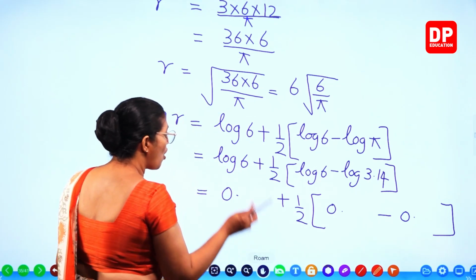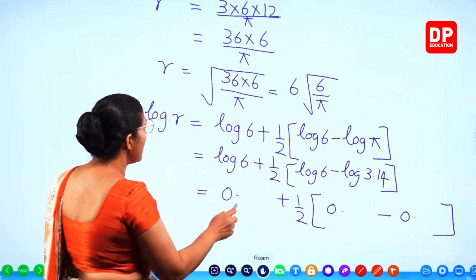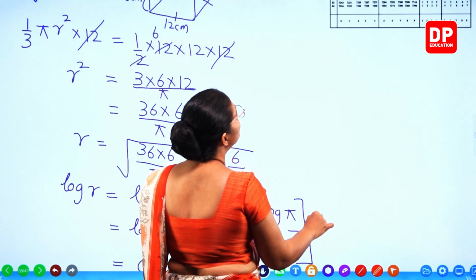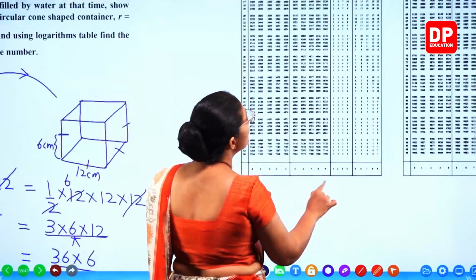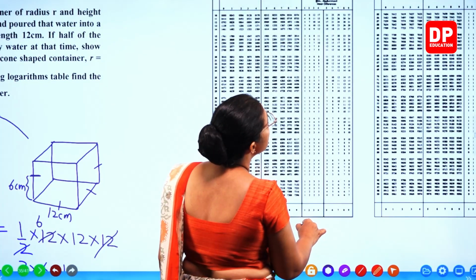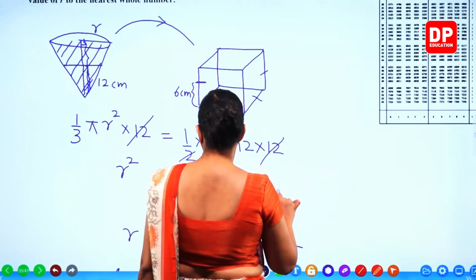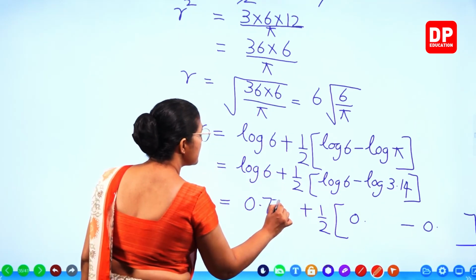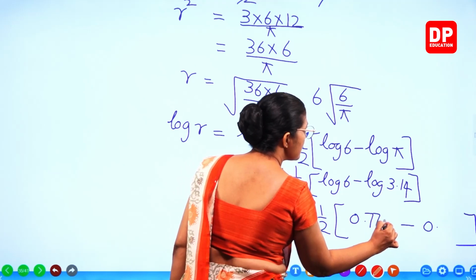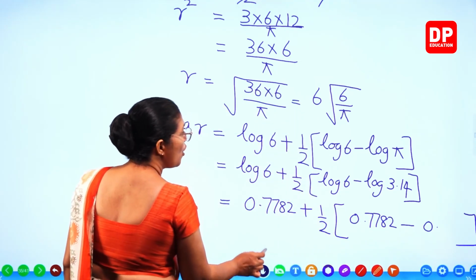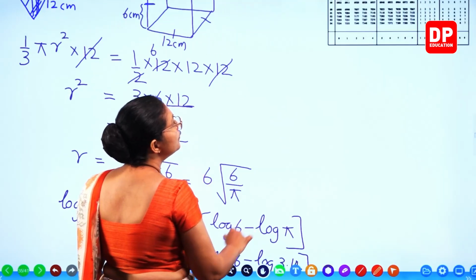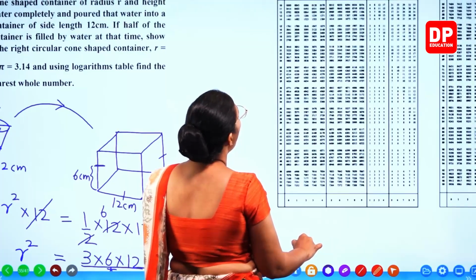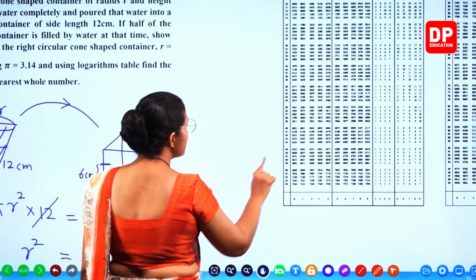So let's refer the logarithmic table and see where you get 60, 0 and 31, 4. 60, 0: 7, 7, 8, 2. Here also 7, 7, 8, 2. Then what about 31, 4? 31, 4: 4, 9, 6, 9.